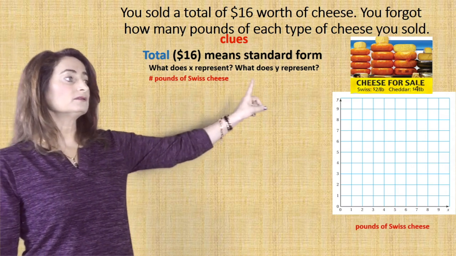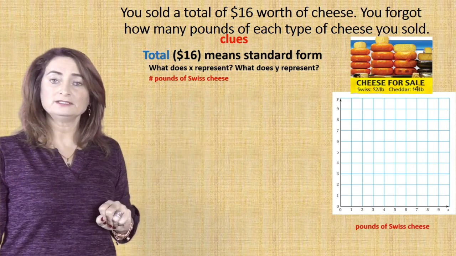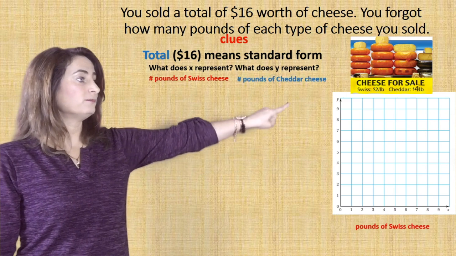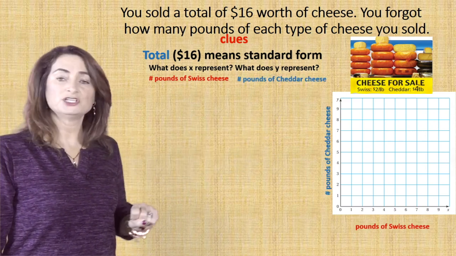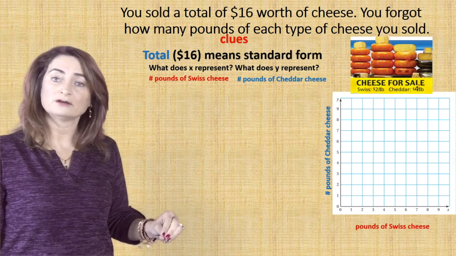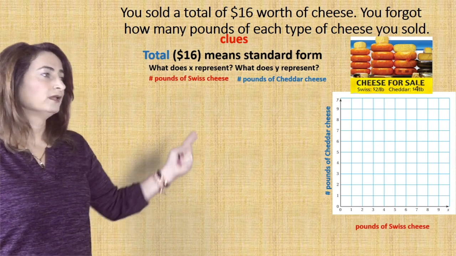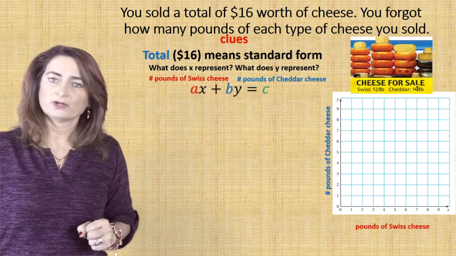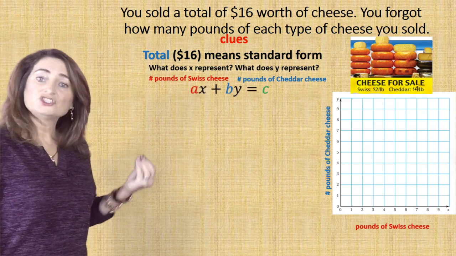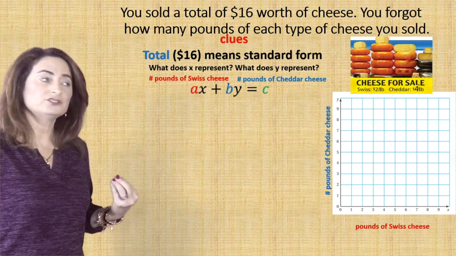Now let's decide what y represents. It is the number of pounds of cheddar cheese. So go on the y-axis, write pounds of cheddar cheese because those numbers are the number of pounds of that kind of cheese. Now the equation is ax plus by equals c. That's the standard form. Let's talk about each letter and see how we write that equation.